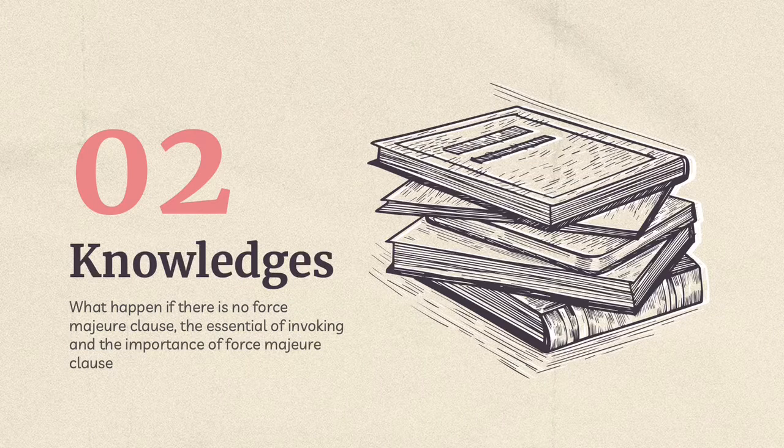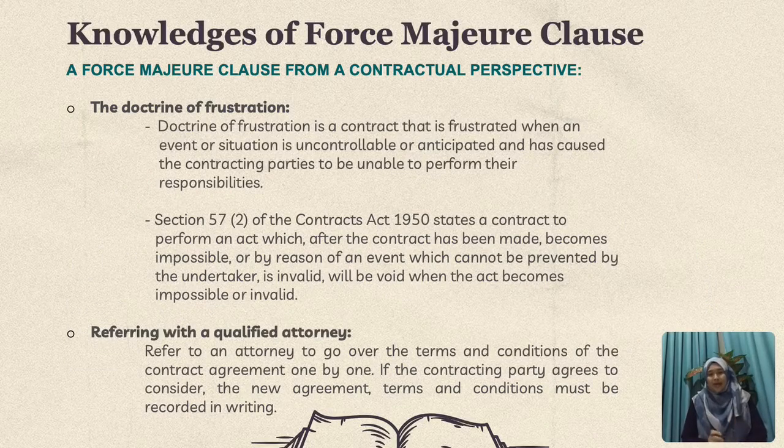Next, the knowledge. It tells us what happens if there is no force majeure clause, the essential of invoking, and the importance of force majeure clause. What happens if there is no force majeure clause in a contract? First and foremost, the contracting parties can apply the Doctrine of Frustration.